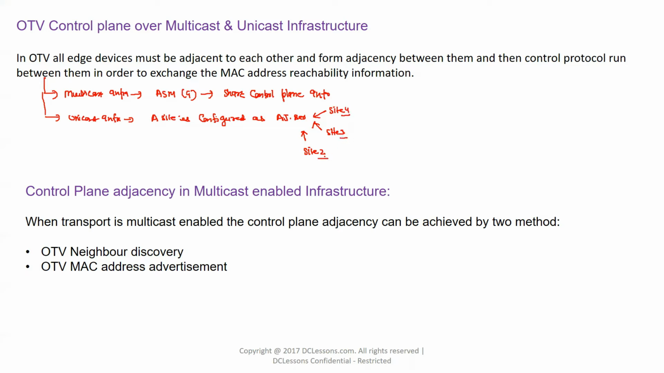So now let's see how control plane adjacency is formed in multicast enabled infrastructure. When a transport is multicast enabled, the control plane adjacency can be achieved by two methods. First is that we have to form the neighbor discovery. Once all OTV edge devices discover each other, they form a neighborship between each other. And once the neighborship is formed, adjacency is formed, then only the MAC address advertisement is done. Once the MAC address advertisement is done, the control plane is formally populated.